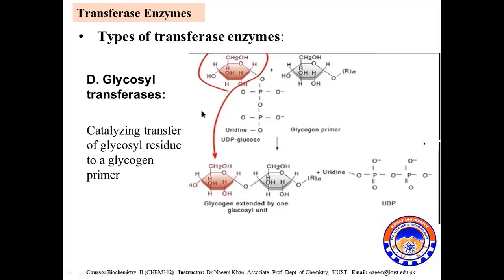Such transferase enzymes, which catalyze the transfer of a glucose group from one molecule to another, are specifically named glycosyltransferases. These are very important in biochemical pathways, as we can see that they are involved in glycogen synthesis, and glycogen is very important because it helps to maintain the glucose level constant in the body.